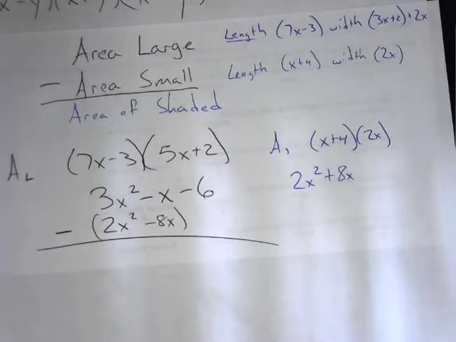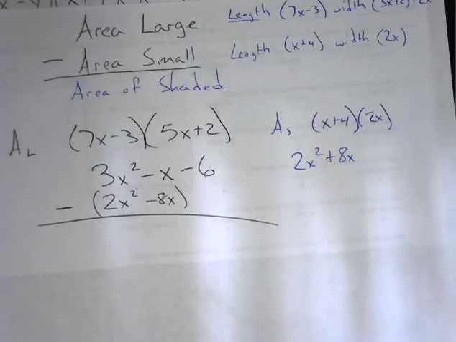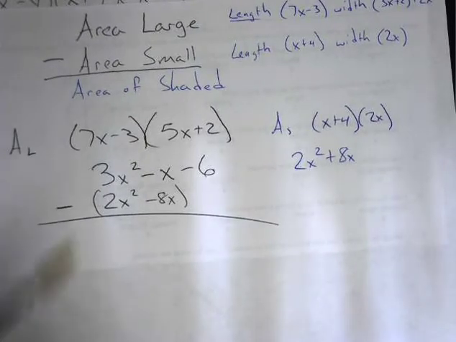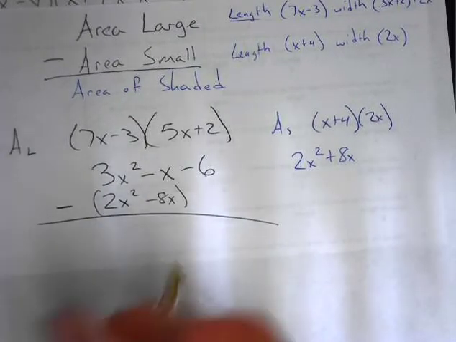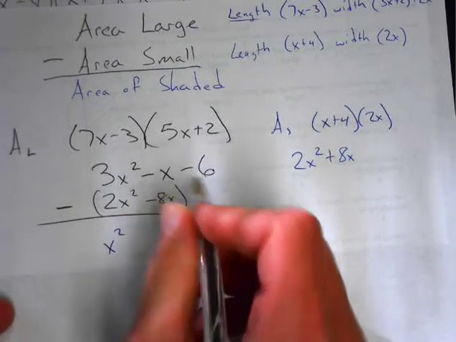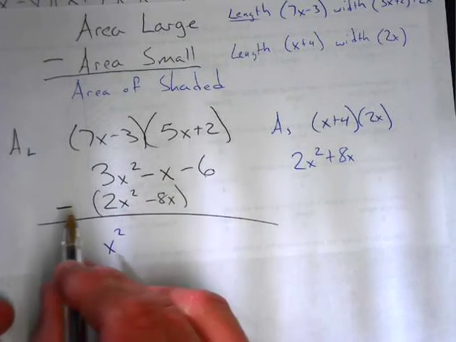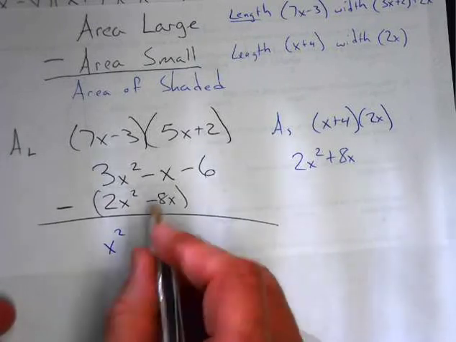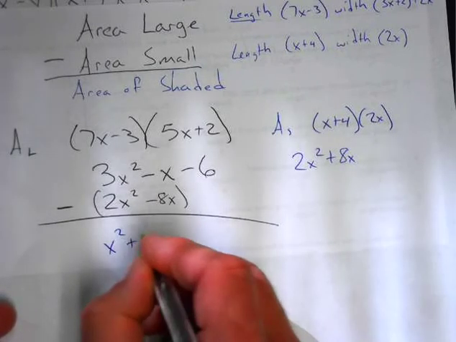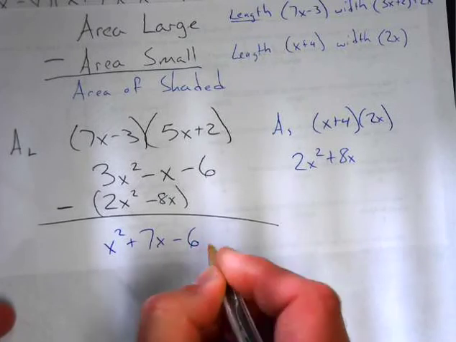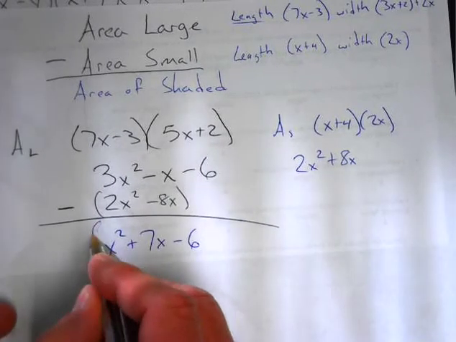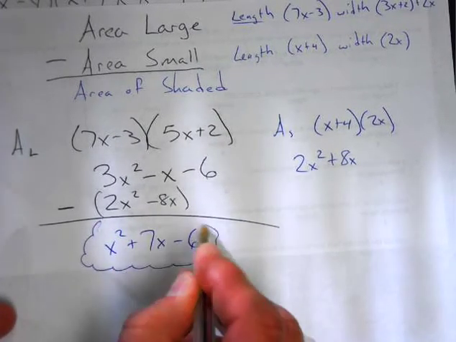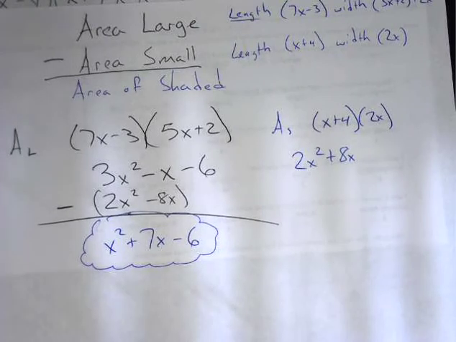And now from whatever results we would have, so we'd have 35x squared minus 2x squared, of course, is 33x squared, and negative x minus negative 8x. Negative x plus 8x, positive 7x, and then minus 6. So this is the area of the shaded region, that many square units. Okay, and that's how we would approach shaded region area questions.